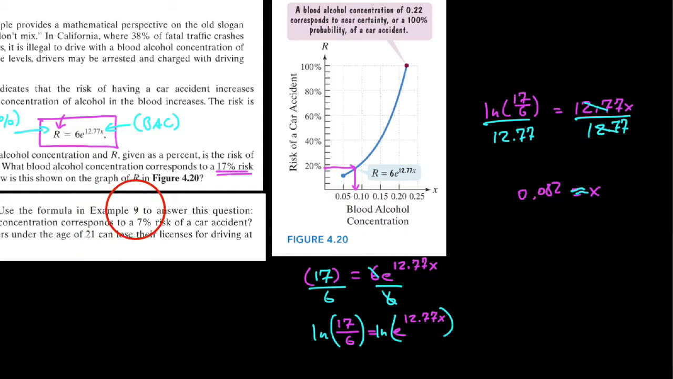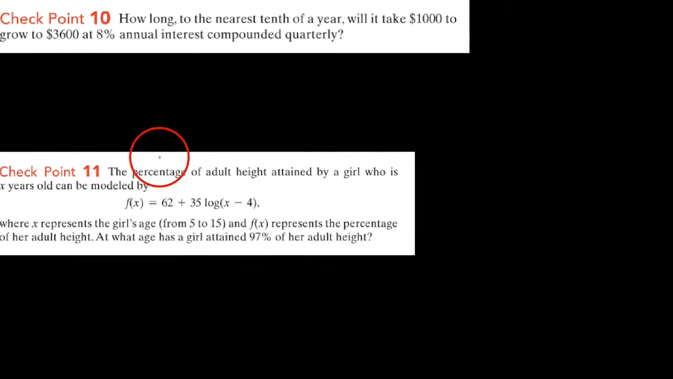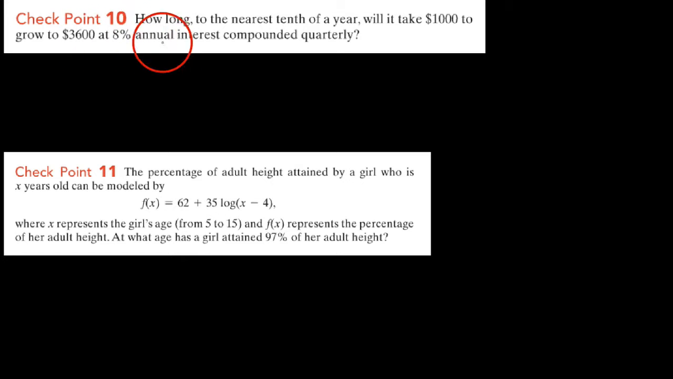Using the same formula from this example, what blood alcohol concentration corresponds to a 7% risk of a car accident? A 7% risk is down here, so it's kind of off the model, but I want to know, when you plug 7% into your model for R, what do you get for your X? I'm going to leave that to the viewer as an exercise and move on to these last two examples, one involving another exponential equation and the last one involving a logarithmic.